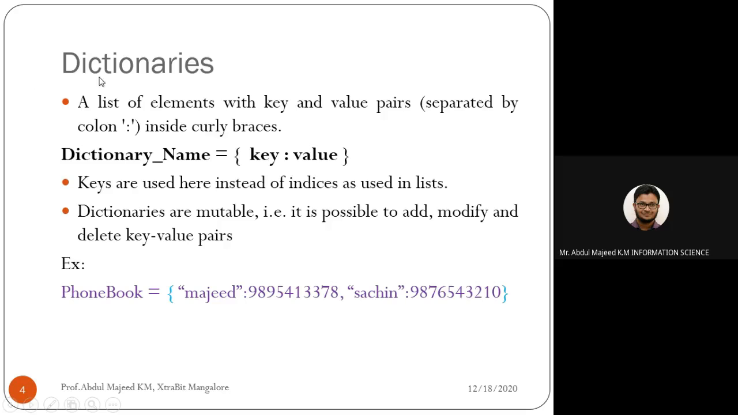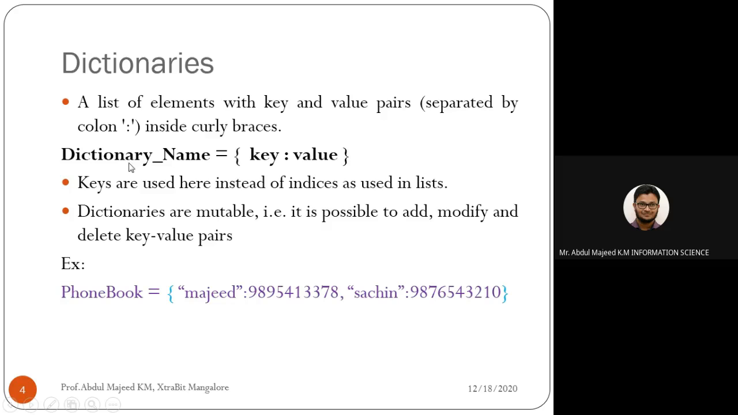Next, another one is a dictionary. Dictionary is also a data structure in Python. It is a list of elements with the key and value pair, separated by colon. So we can separate key and value by using colon, okay, inside a curly brace. So we need to use a curly brace to create a dictionary.